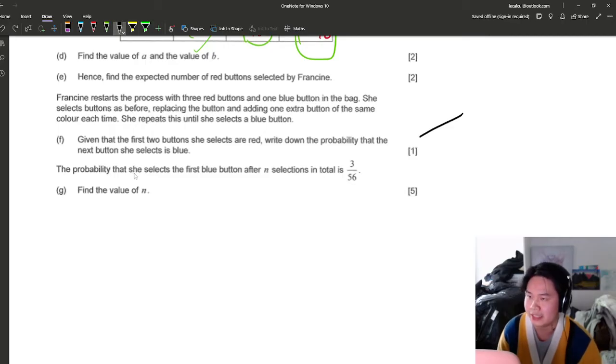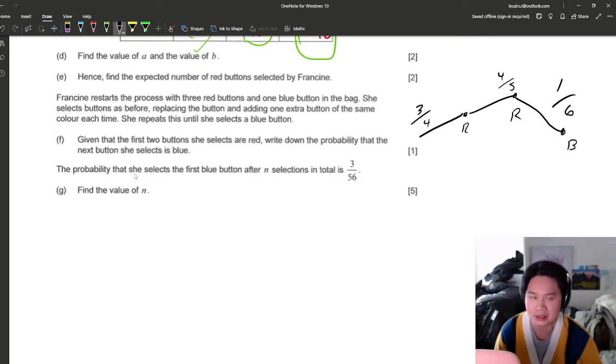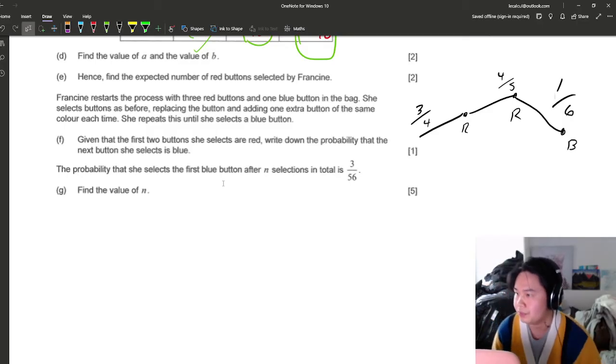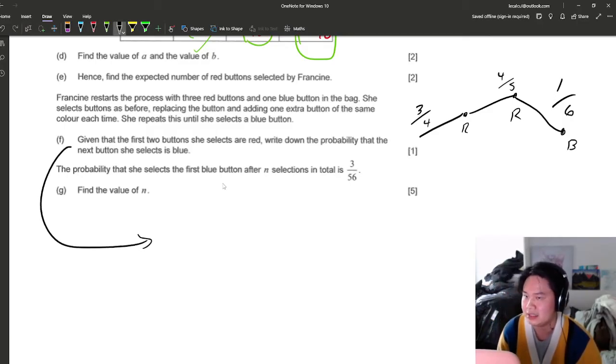if her first one is red, then that was like 3 out of 4, right? So that's the first one being red. And then the second one being red is 4 out of 5. So that means that for her to finally select a blue one, then now there's 6 buttons, but there's still only 1 blue one. So just be careful. This is just asking strictly for the probability of having the blue one. So it's this answer.